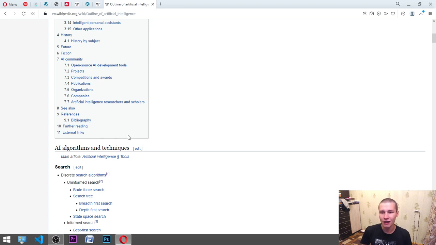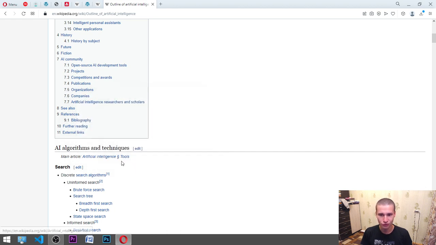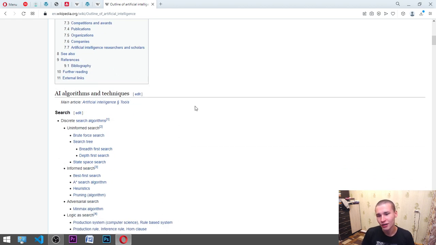Okay, AI algorithms and techniques. Main article: artificial intelligence. There's a symbol of paragraph or something. What is this? The name of it in English? I don't know.